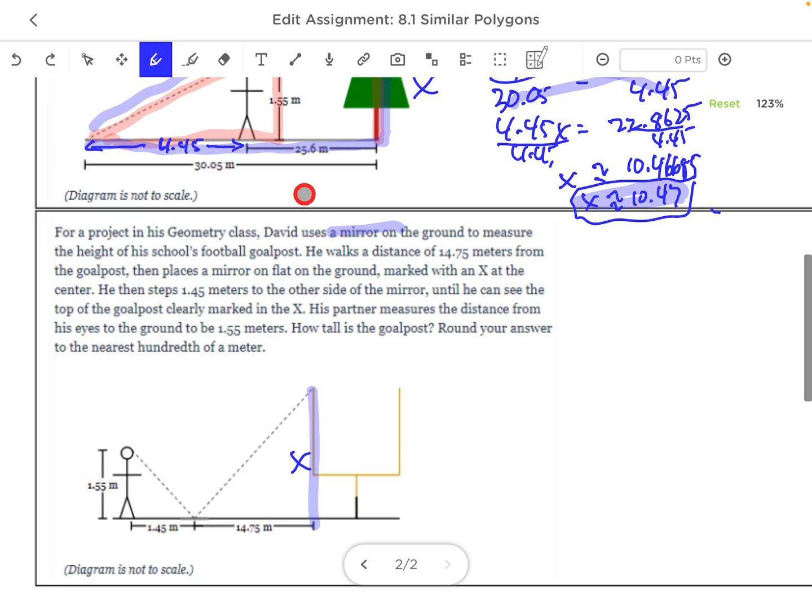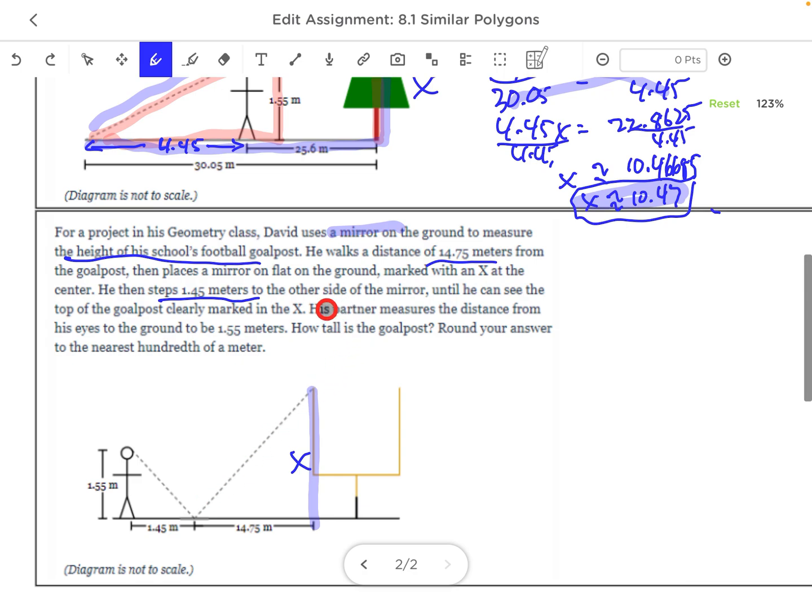He walks a distance of 14.75 meters from the goalpost. Okay, so go from here. He walks that much. Then he places a mirror flat on the ground marked with an X at the center. He then steps back 1.45 meters the other way until he can see the top of the goalpost clearly in the X. So what he's doing is looking down, and when he looks right there, he knows he can see the top of that goalpost.